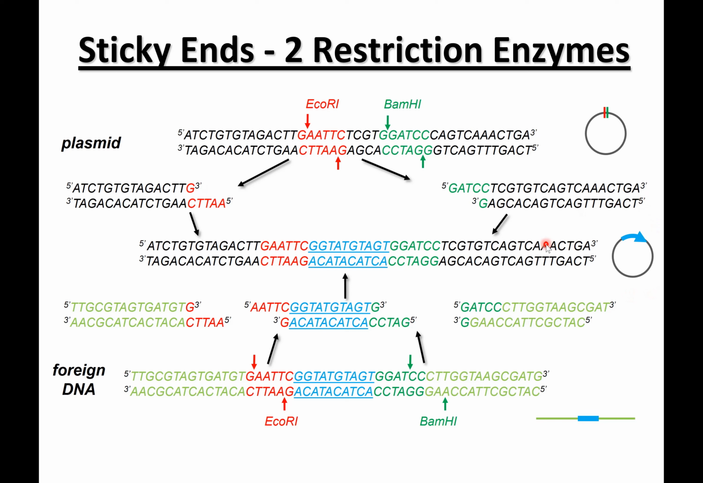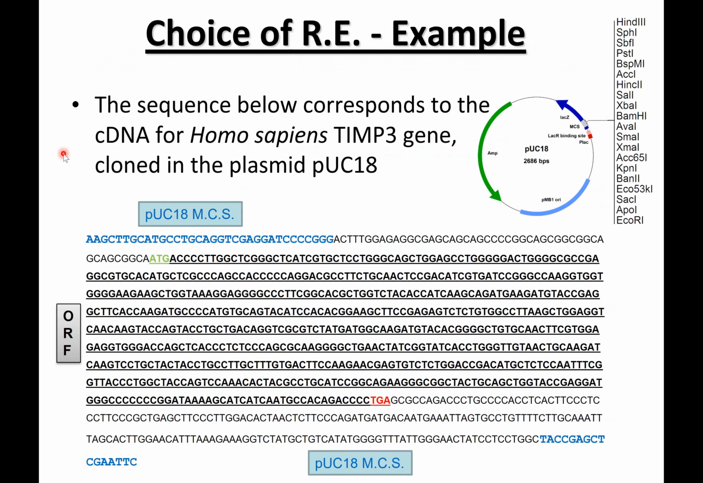So the advantage of working with two restriction enzymes producing sticky ends is that it's much more efficient as a process in terms of preventing the recipient plasmid from closing up on its own without the insert, and it allows you to insert the molecule that you want to clone in the proper orientation.